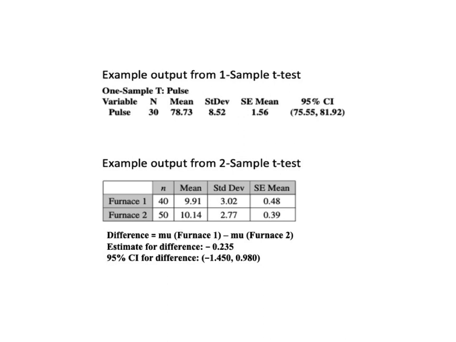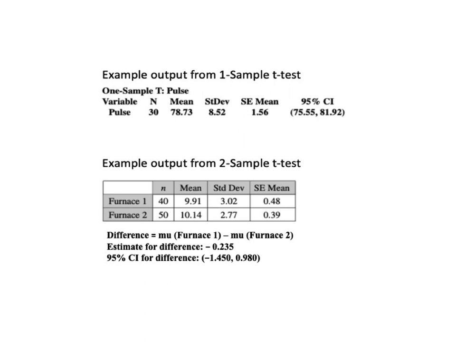The 95% confidence interval column heading tells us, first of all, that alpha equals 5% was selected, and thus a 95% confidence interval was calculated. Its boundaries are the confidence bounds 75.55 and 81.92.